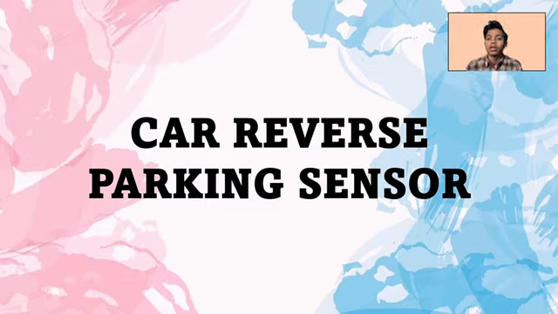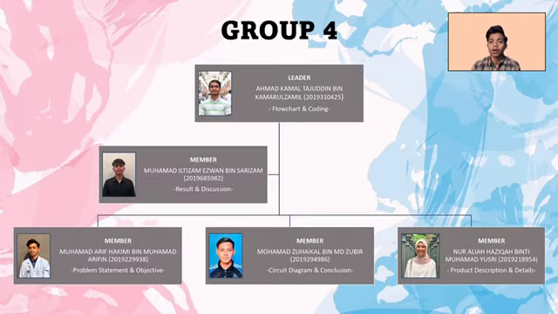So today, I would like to present about our mini project, which is car reverse parking sensor. Before I start my presentation, I would like to introduce my group member first. Our group leader is Ahmad Kamal Tajuddin, who will explain about the flowchart and coding for our mini project. Next, Eltizam Ezwan will explain about the result and discussion. I, Muhammad Arif Hakimi, will present about the problem statement and objective, while Muhammad Zuhaikal will talk about the circuit diagram and conclusion. Last but not least, Aliah Haziqah will explain about our product description and details.